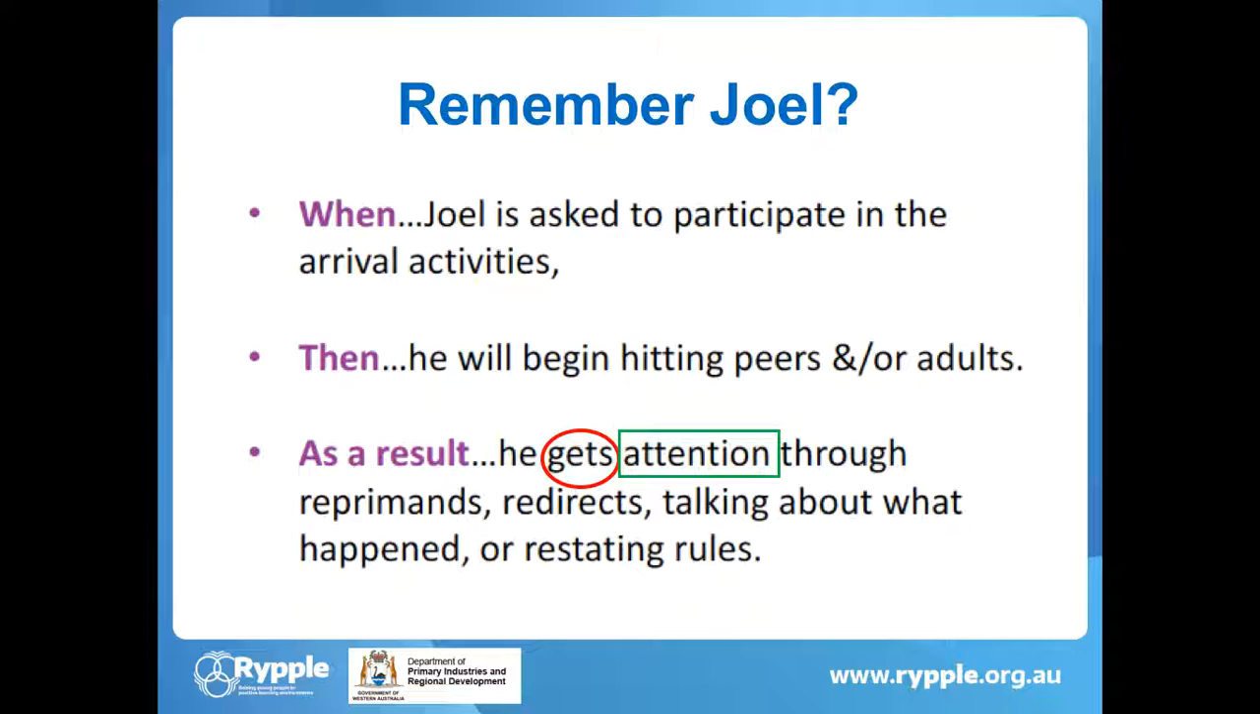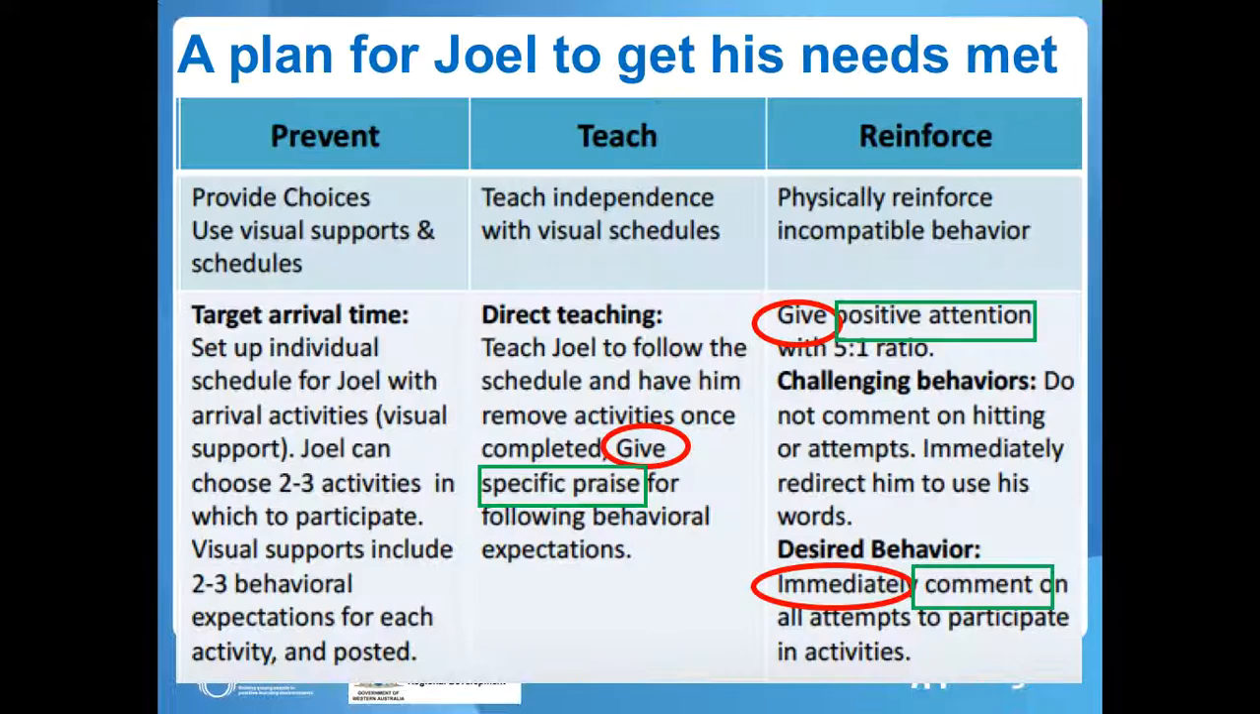So I want you to go, I'll give you a bit of planning time in a second, but I want you to remember Joel, the child who was hitting peers or adults with an open hand. We figured the function of his behaviour was to get attention from adults. So he got reprimands, redirects, and was talked to about what happened and told what the rule was. There's no such thing as positive attention and negative attention. There's no such thing as good attention and bad attention. There's just attention. So he was doing this hitting behaviour and he was getting attention from adults. So have a look at his plan.